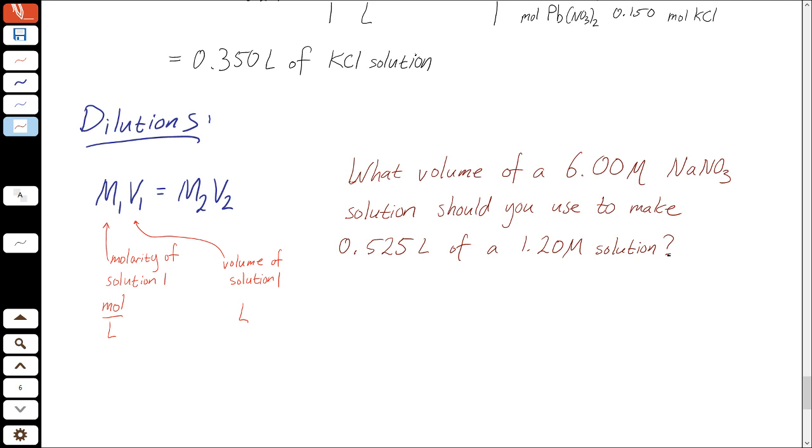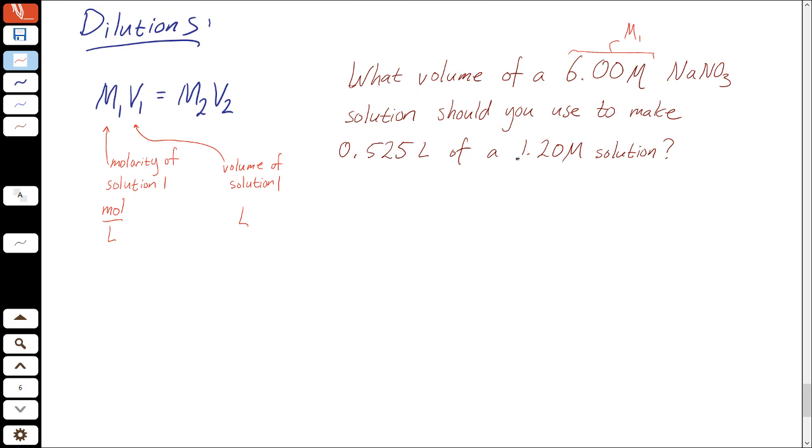All right, so this is as simple as identifying what's going on here and then solving for the missing piece. In this case, this is our M1, our starting concentration. Oh, sorry. This is M2, our final concentration. And then this is the amount that we want at the end. So that's our V2. All right, so then we just set up the equation. 6 molar times V1 equals 1.2 molar times V2.